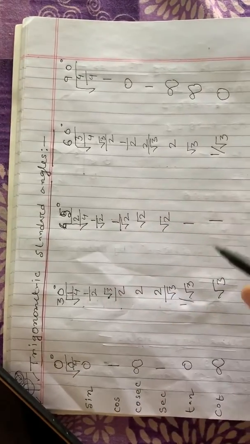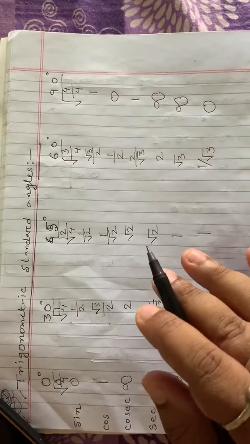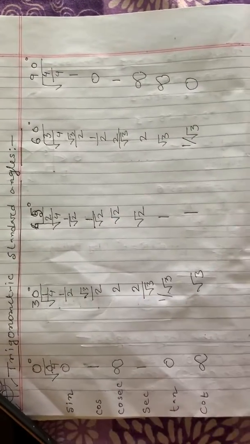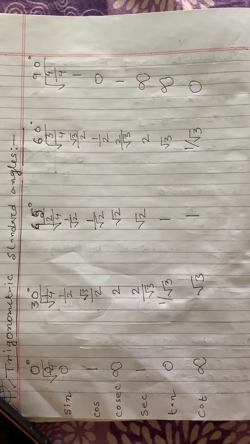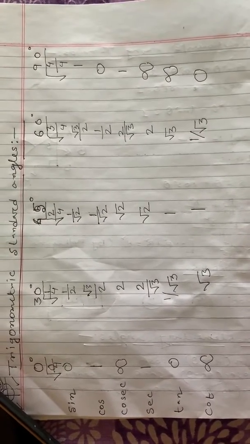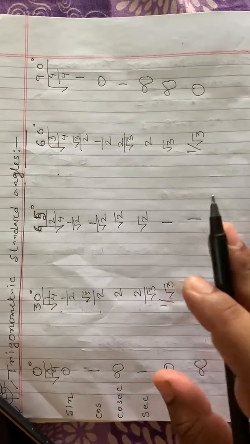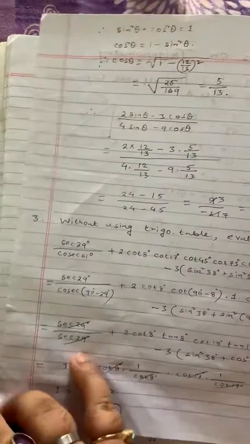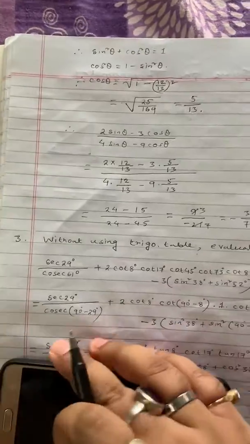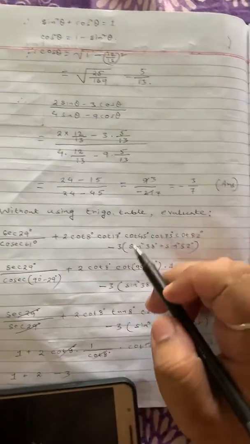Without using trigonometrical table means not this table. They're talking about the table which will be given to you along with the question paper. That table you are not supposed to use, but you are most welcome to use this table. So please take care of this part. So here, it is: without using trigonometrical table, evaluate.